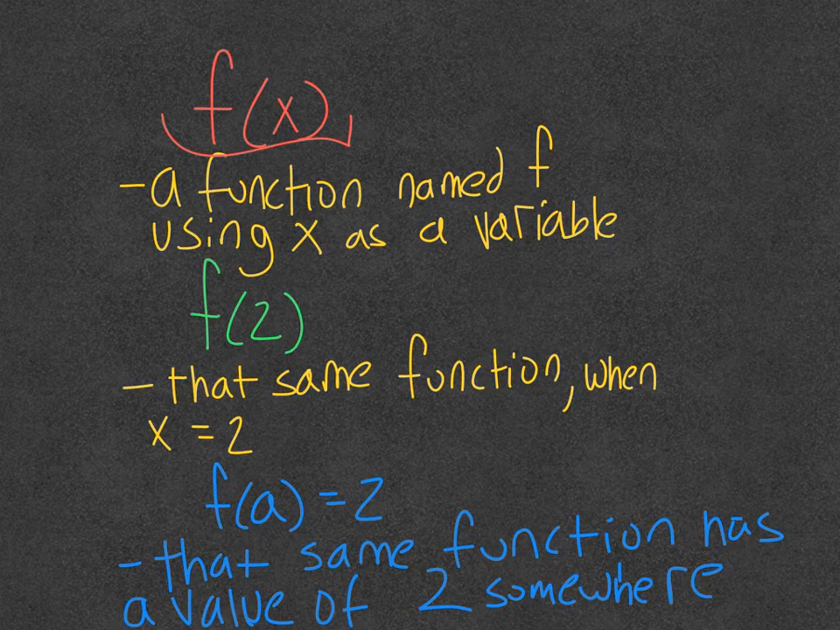We can also use the notation f of 2, and here we're looking at this green part. And f of 2 tells us that we're using that same function, but we're plugging in x equals 2 to see what we get as an output. And finally, looking at the blue notation down here, f of a equals 2, that tells us that this same function f has some value or height or output, we can think about that in any of those ways, that is equal to 2 somewhere. And our goal is usually going to be to figure out where that somewhere is.